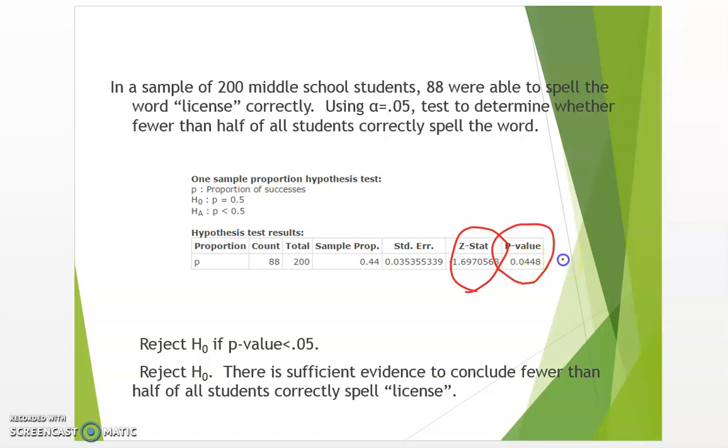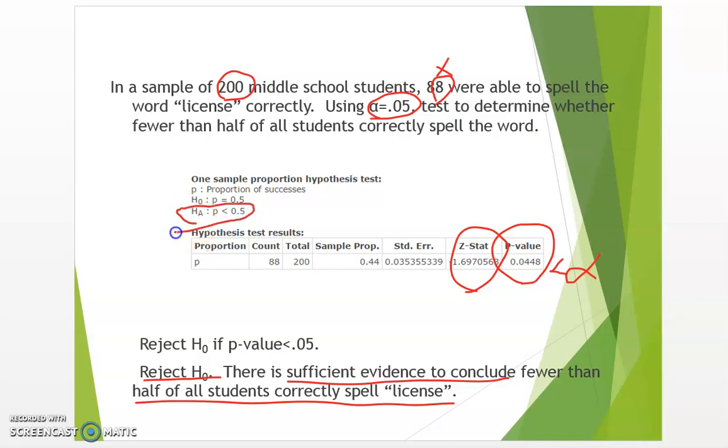So here the p-value is actually less than alpha, because alpha is given as 0.05. By the way, 88 is going to be your x, and 200 is going to be your n if you're using the calculator. Since the p-value is less than alpha, we should reject the null hypothesis. Null is low, p is low, null must go. Therefore, we say there is sufficient evidence to conclude that fewer than half of all students correctly spelled license, which is the meaning of the alternative hypothesis. It'll be useful if you can include the p-value towards the end as well. All right, that's all. Thank you.